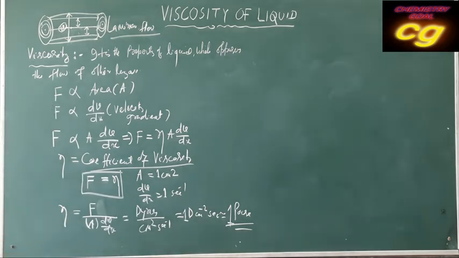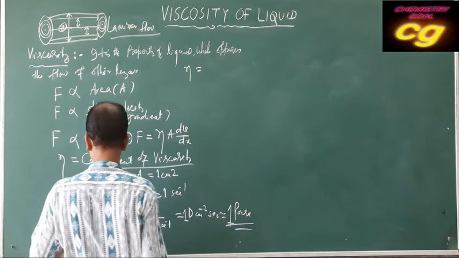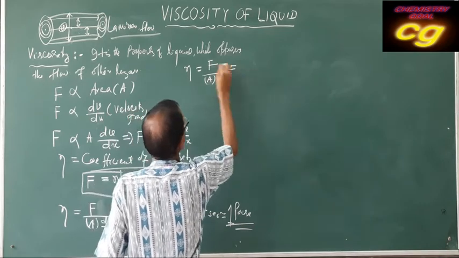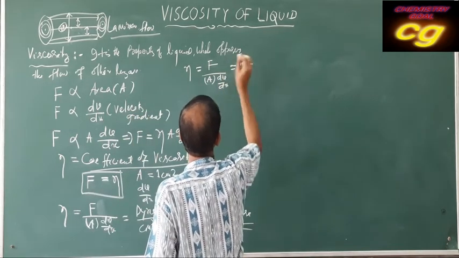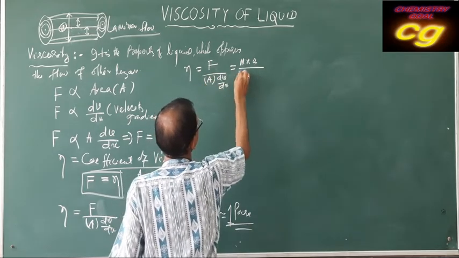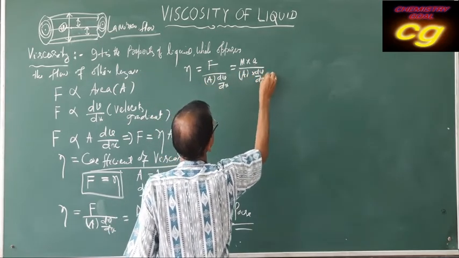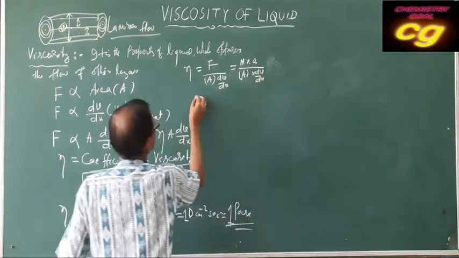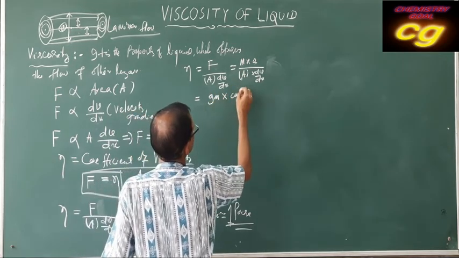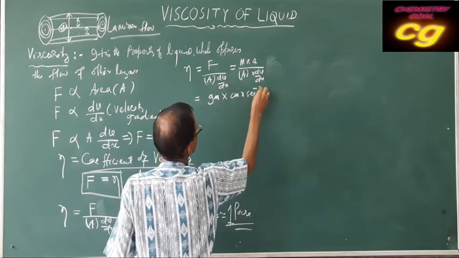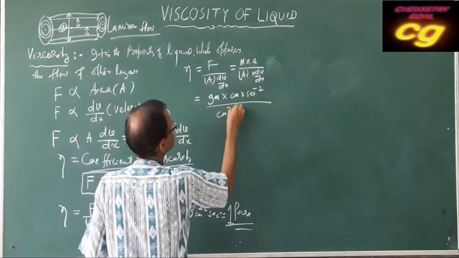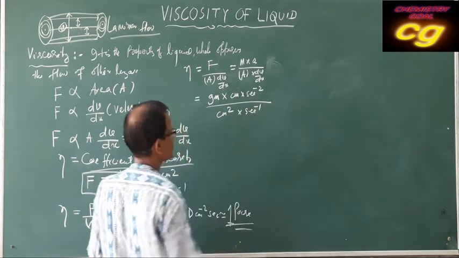If you express eta in another form, eta is equal to force by area into dv by dx. Force is equal to mass into acceleration. Put in the units: mass is gram, acceleration is centimeter per second square, area is centimeter square, and dv by dx is second inverse.